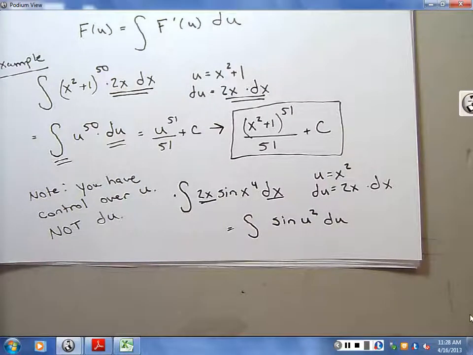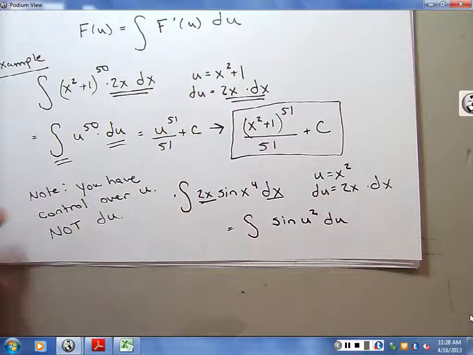With just regular values, it seems like these values were picked conveniently. Does this happen very often? Well, in the beginning it does, because we're just trying to get you used to seeing this composition and then the derivative of the inside, right? f of g of x times g prime of x. So a lot of times it's right there. But we'll do some examples where you have to manipulate the constant to get it in that exact form.